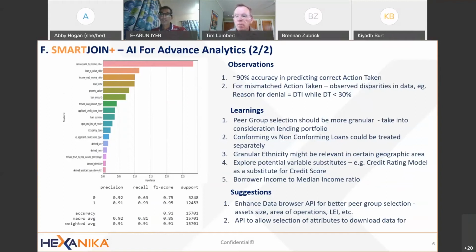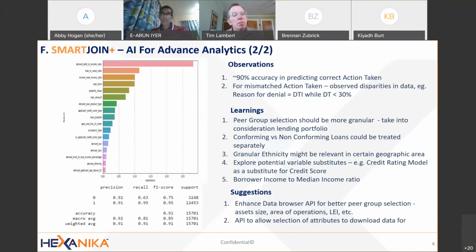Ethnicity, of course, we took the derived ethnicities and derived races, but we realized that it could potentially benefit us if we go to the granular level. And since credit score was not available, probably using substitutes like a credit rating model would have helped. Some of our suggestions here: we would have loved it if the data browser API itself allowed for peer group selection by asset size, area of operations, etc., or at least download by LEI.